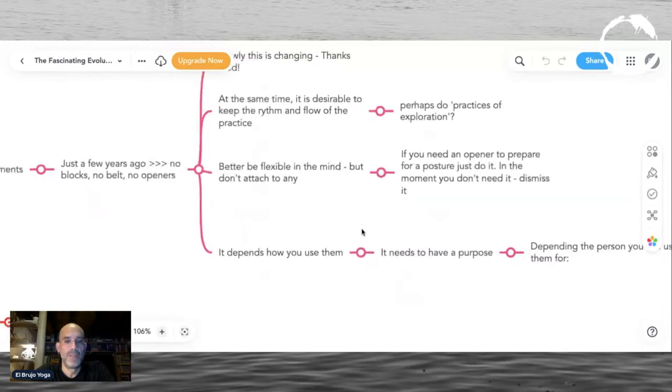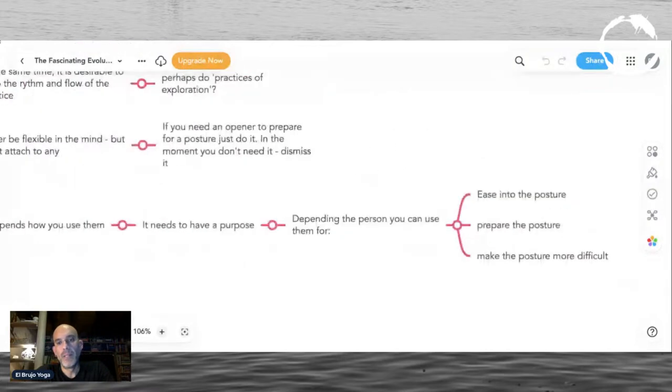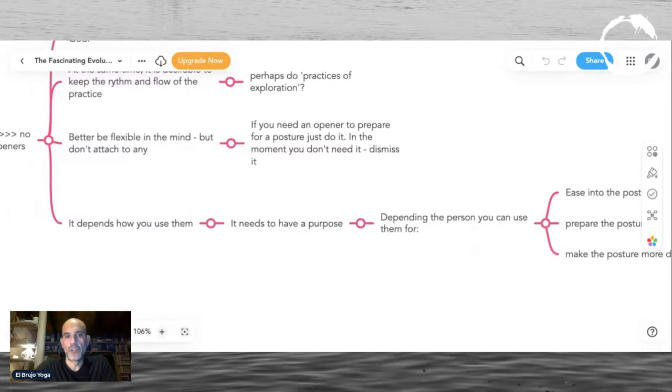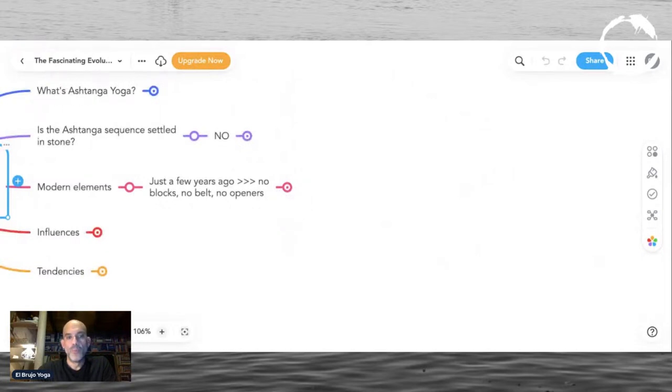And as well, it depends how you use them. It needs to have a purpose. Any of those, a belt, a block, an opener, needs a purpose. Depending on the person, you can use them to ease into the posture, to make the posture easier, if this person is having a lot of trouble. Or you can prepare the posture, like with openers, before entering because you are tight in some part. Or you want to make the posture more difficult, which is something that not many people do, and it is another way to work on the posture. You make it difficult in order to have a contrast later. If you first do it more difficult, later it becomes easier, once you don't have this thing. So it's just common sense.